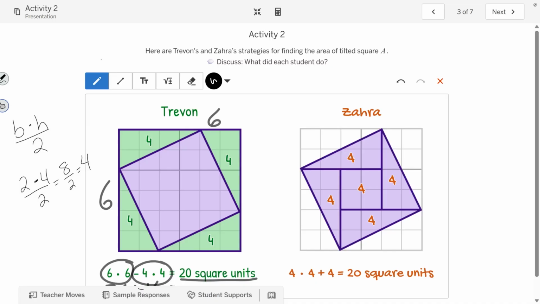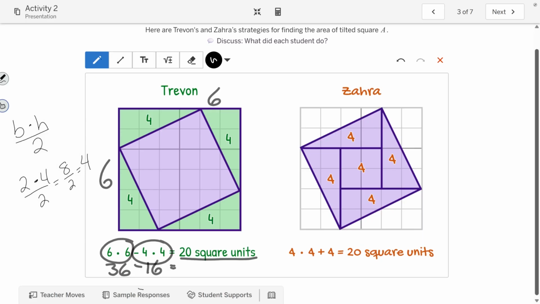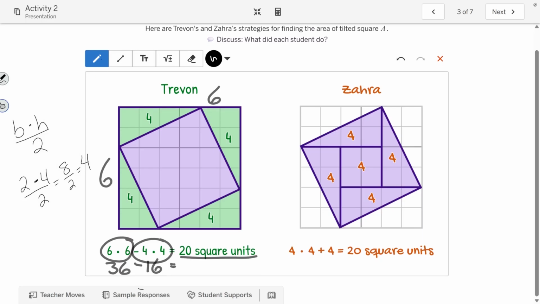Okay, so now let's look at the way Zahara chose to do it. Instead of extending the sides, she just cut the square into triangles. So she extended from a corner and from a corner until they met. That's where these lines came from. And then she did that for each corner. That is how she made her triangles.